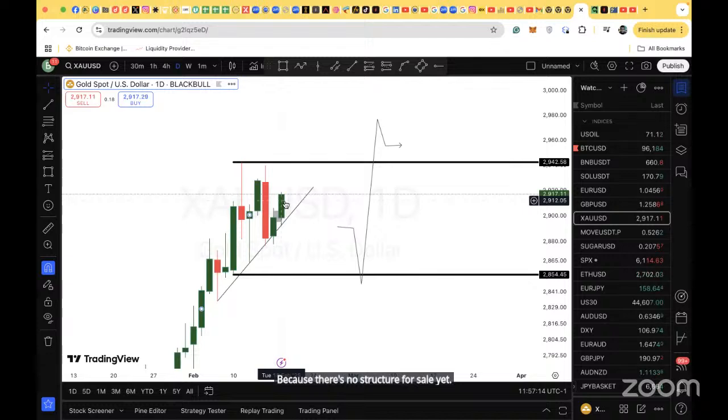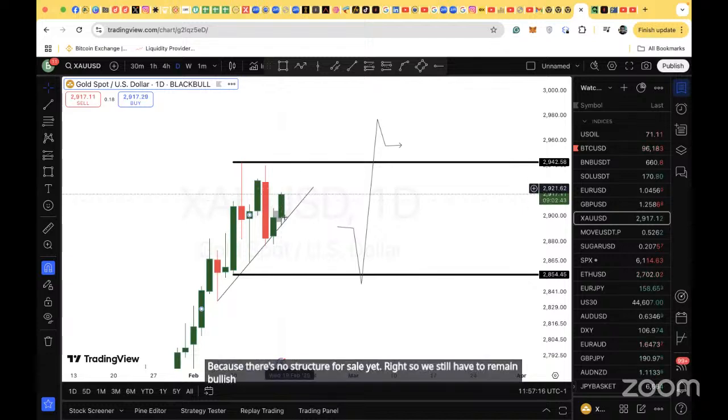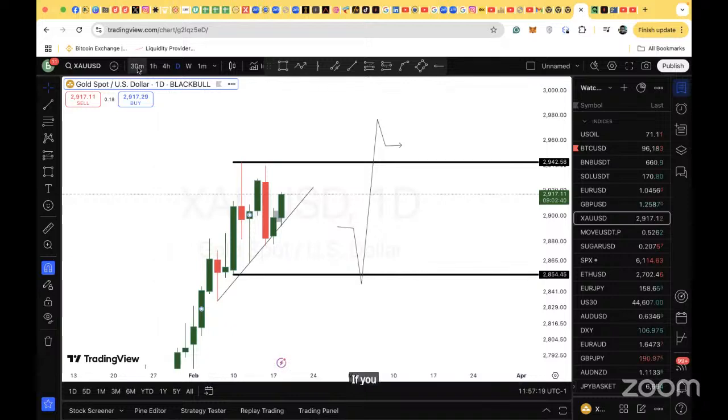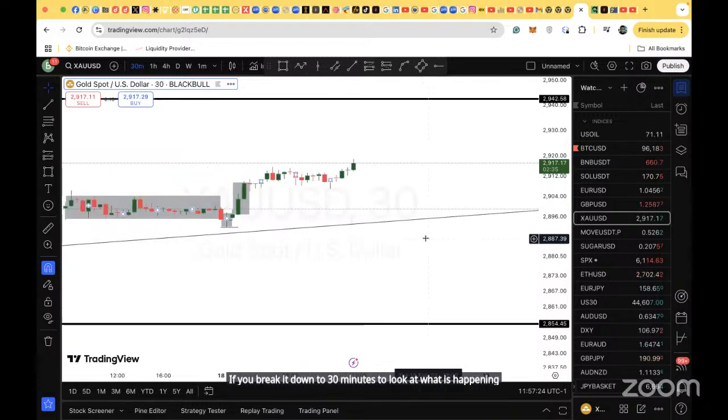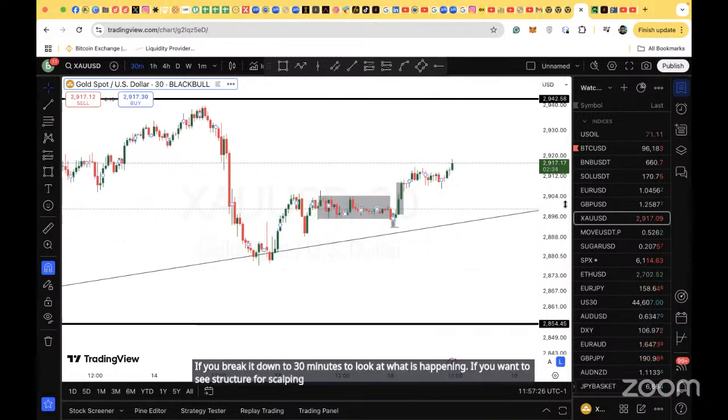Right? So we still have to remain bullish because price is still heading upwards. If you break it down to 30 minutes to look at what is happening, if you want to see structure for scalping, how do you find it? Where do you find it?